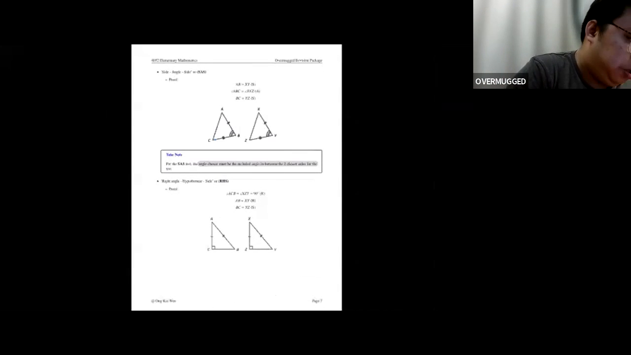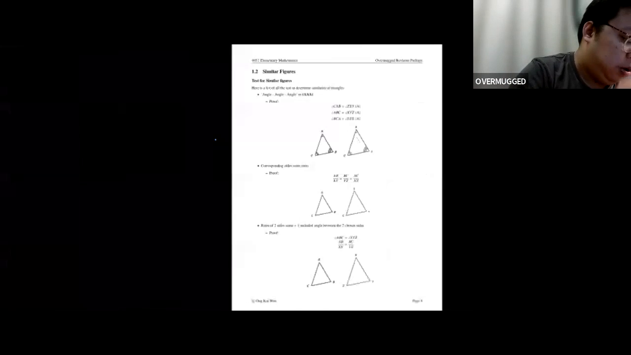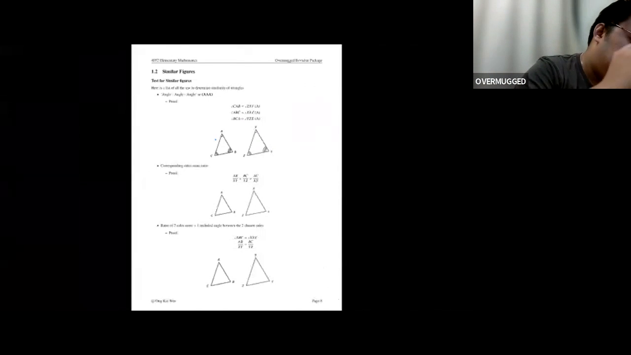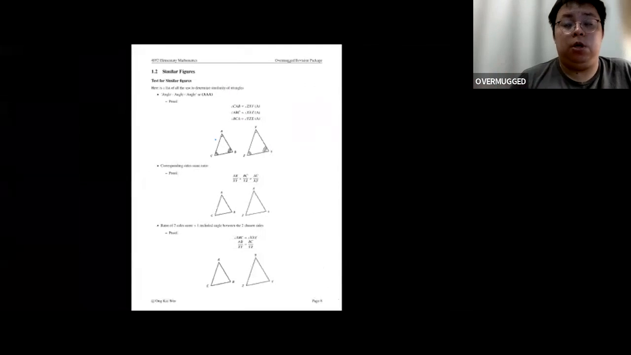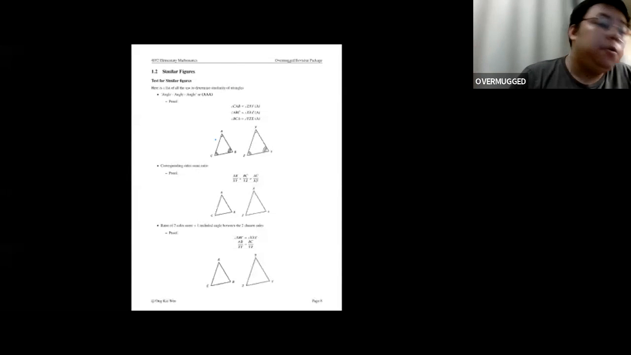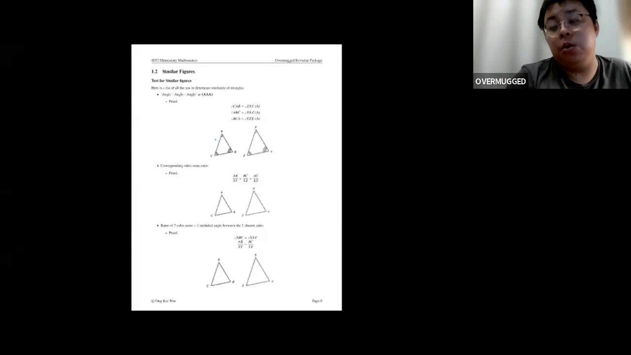Next, we're going to touch on the similarity tests. Now, there are three similarity tests, and some schools teach it in a slightly different way. So I have a way of teaching it, and of course, different schools have different ways. So these are the three tests: triple A, corresponding sides with the same ratio, and the last one is two ratios of the same sides plus one included angle.